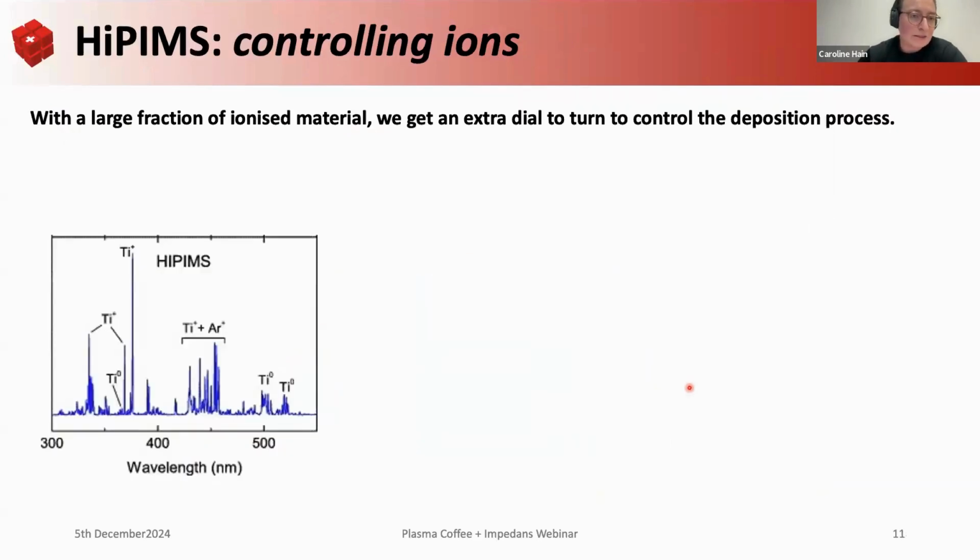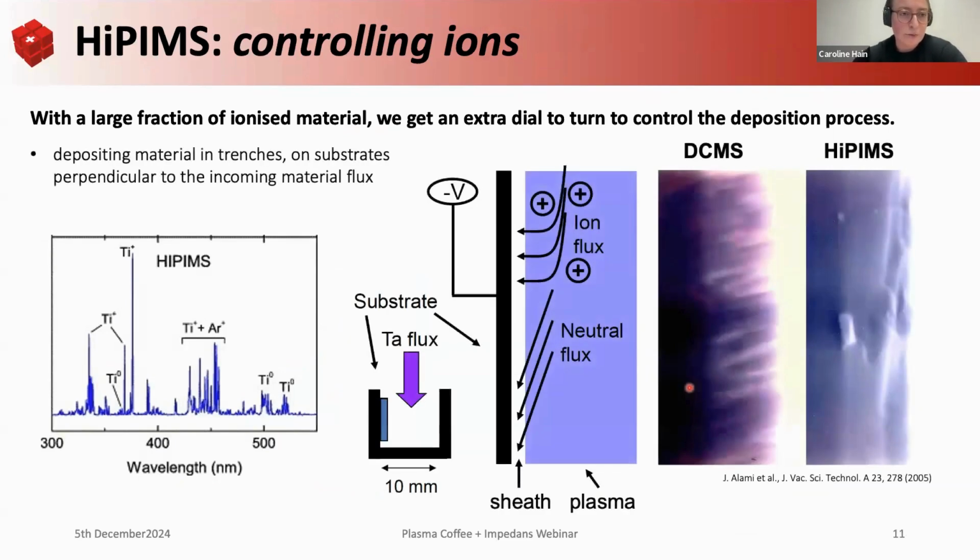So why is that interesting? When we start to generate a lot of these ionized species, they have a charge, so we can control that charge. Then we get an extra dial, an extra parameter that we can use to tune our deposition process. For instance, here we can deposit into trenches by applying a bias. The neutral species will just fall into a trench like here, whereas by applying a bias, we can attract our ions towards the surface, right?